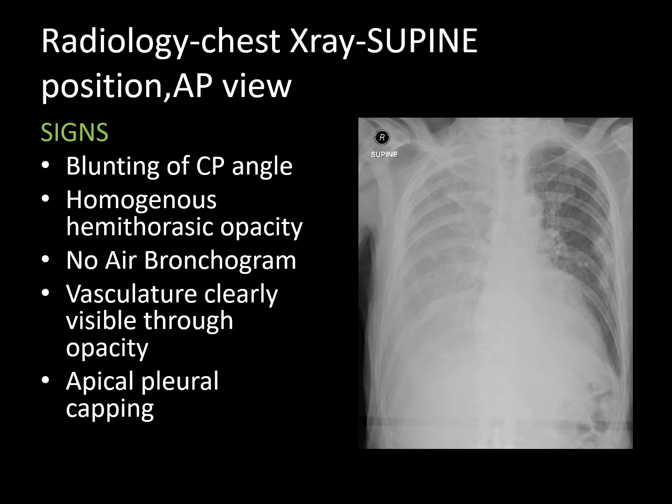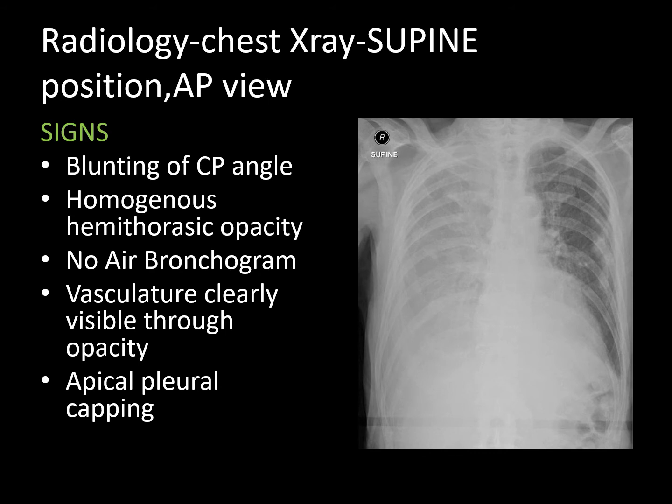The other view is the supine position, anteroposterior view. Most of the patients who are critical or who are in the ICU are very difficult to make upright. So the commonly done X-rays in the ICU are in the supine position. So the fluid migrates upwards and it gives rise to a homogeneous uniform opacity on one side. Though the fluid is not throughout the hemithorax, the opacity produced by this fluid due to gravitational force is a uniform hemithoracic opacity.